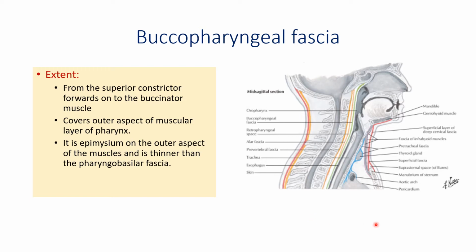In this picture of mid-sagittal section of head and neck, you can identify the buccopharyngeal fascia. This green layer is the one extending from the base of skull down in front of the prevertebral fascia. This is the prevertebral fascia. And there is a space between the buccopharyngeal fascia and the prevertebral fascia, and that is known as the retropharyngeal space.